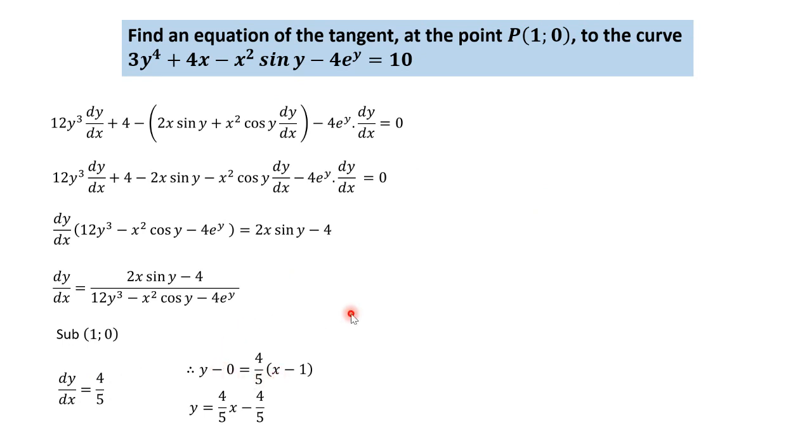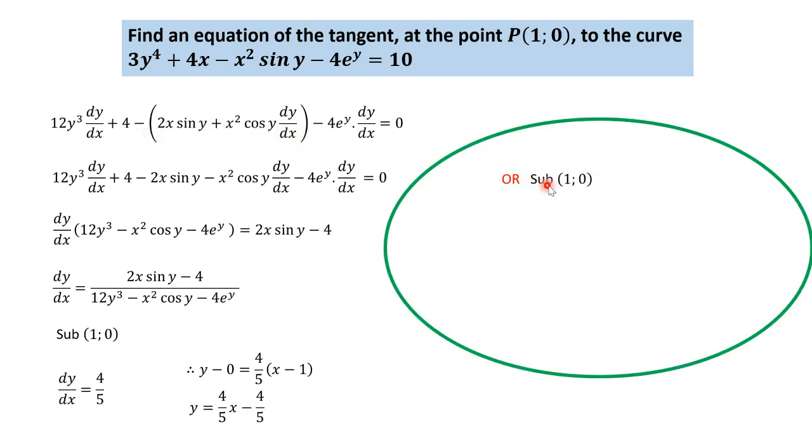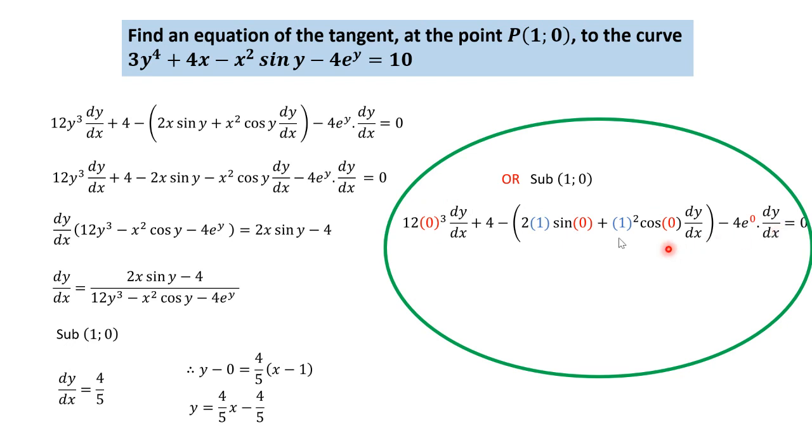Or I want to show you a quick way. Once you've got to this point here, if I'm just asking you to find the equation of the tangent, in other words, I just want you to find the gradient, I would actually substitute this point in as soon as I've done this first line. So at this point here, I'm going to sub in the value (1, 0) all the way through. I'm going to put 0 in y's place, and 1 in x's place all the way through.